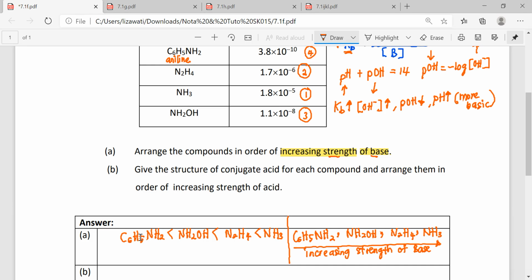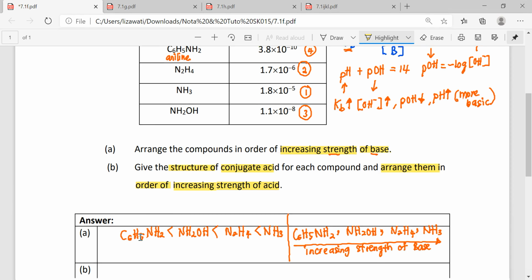For question B, give the structure of the conjugate acid for each of the compounds and arrange them in order of increasing strength of acid. Conjugate acid is the product formed when a base accepts a proton. Meaning that you have to write the formula for the product formed when the weak base accepts a proton.